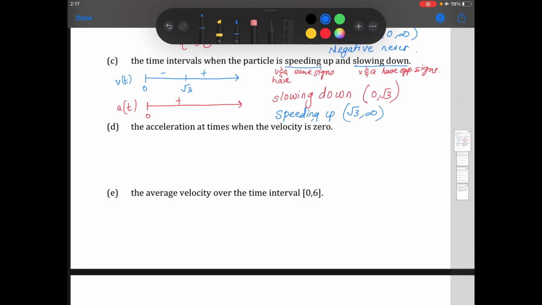Part D, the acceleration at times when the velocity is 0. So here, if I look at part A, when my velocity was set equal to 0, what do I get? T equals rad3 from up above, right? From part A. So I want to find my acceleration at this value. That's what it's saying, when velocity was 0. So A of rad3, from my part B, I know A of t is 6t. So it'll be 6 rad3.